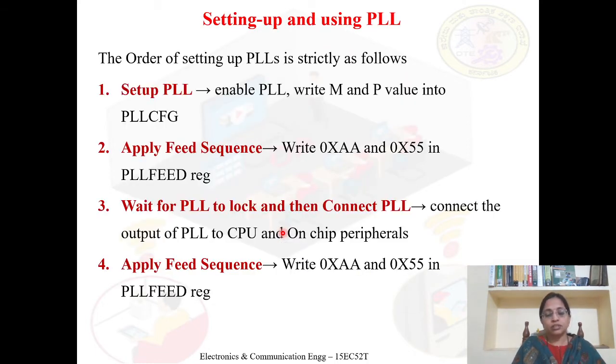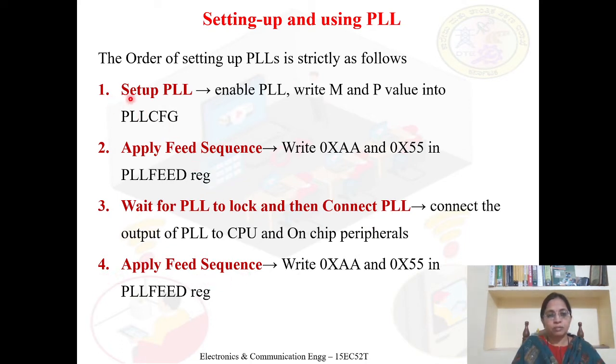Now let us learn about the programming part. If we want to write a program for the phase locked loop, then there is an order which we have to follow. On the screen you can see there are four steps. The first step is to set up the PLL. The second step is to apply the feed sequence. The third step is to wait for the PLL to lock and then connect the PLL. And the fourth step is to apply the feed sequence.